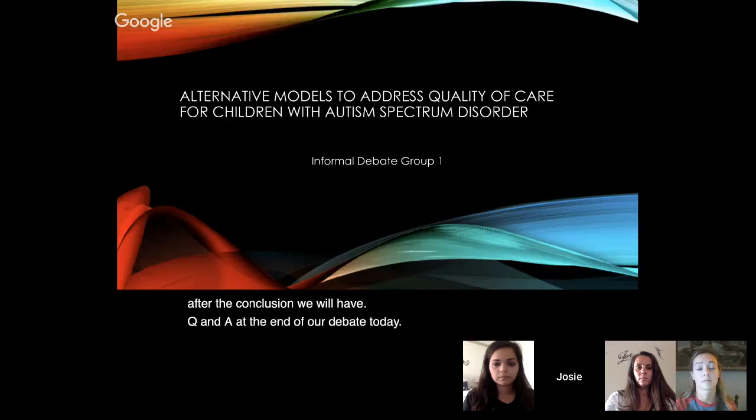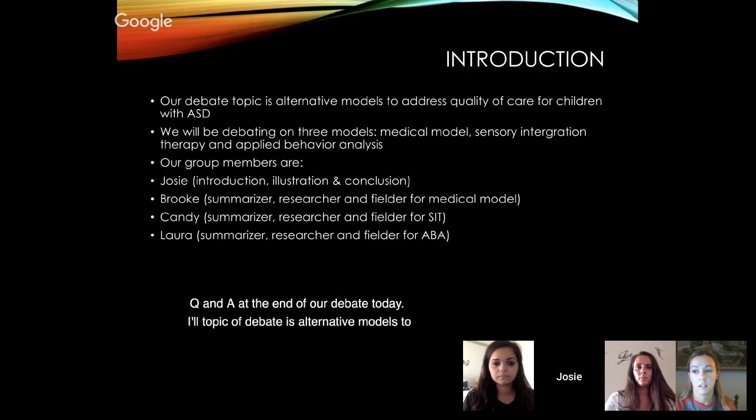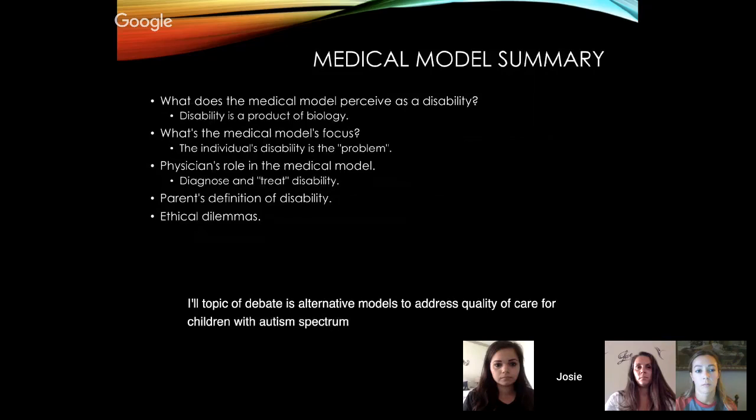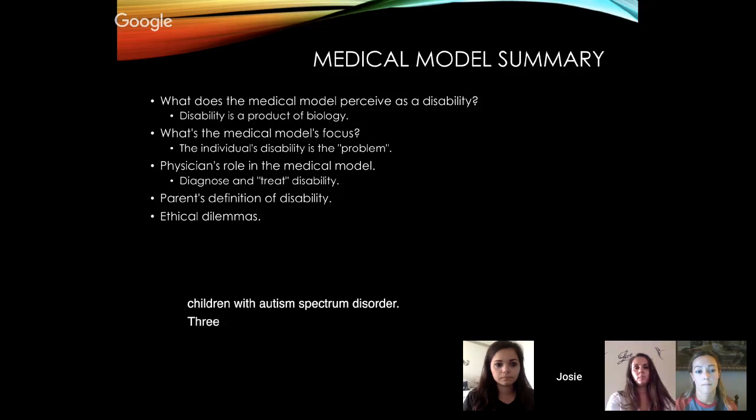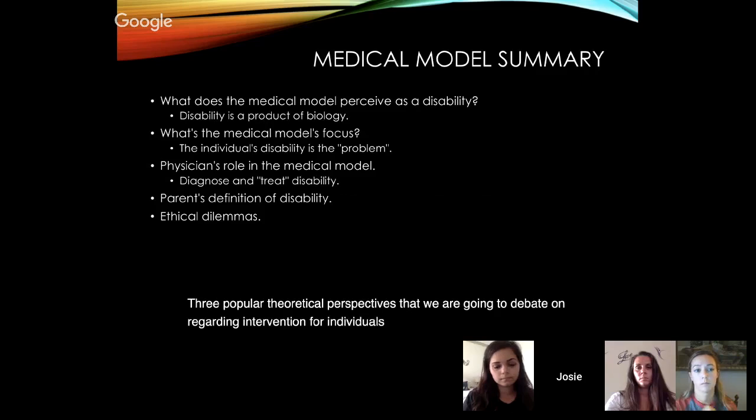Our topic of the debate is alternative models to address quality of care for children with the autism spectrum disorder. Three popular theoretical perspectives that we are going to debate regarding intervention for individuals with autism are the medical model, sensory integration therapy, and applied behavior analysis.